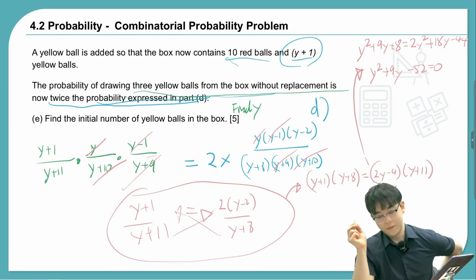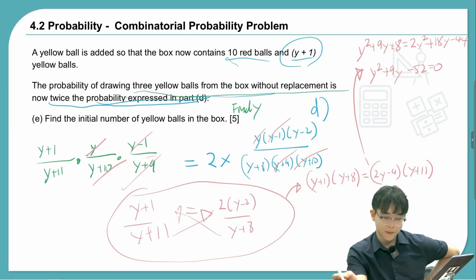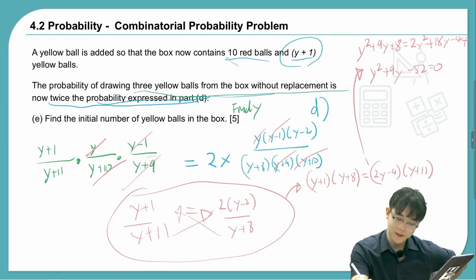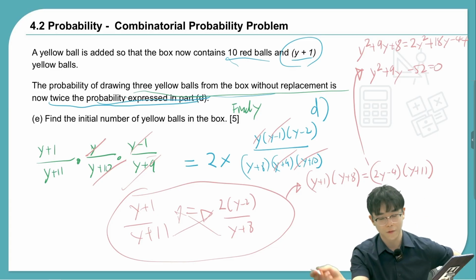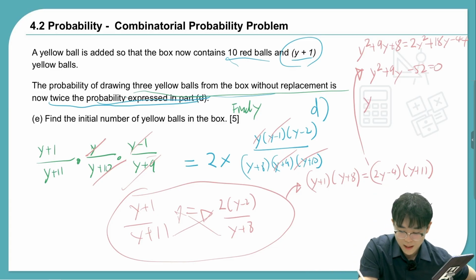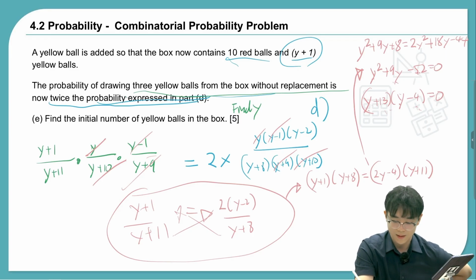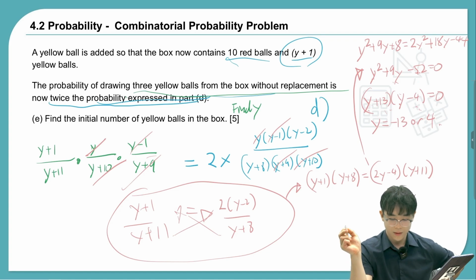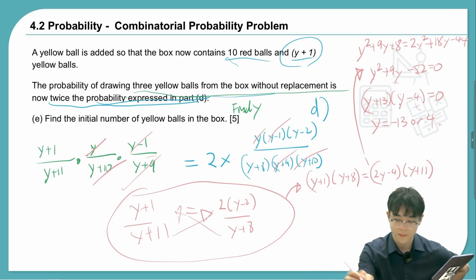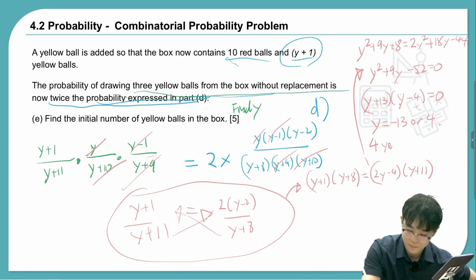Right? So we're almost there. What multiplies to negative 52 and adds up to 9? I can think of 13 and 4, right? So if we have y plus 13 times y minus 4, then we get y squared, negative 52, and we get 13y and negative 4y. So that is indeed 9y here. So y has to be either negative 13 or 4. So that means the initial number of yellow balls in the box would be 4 yellow balls.